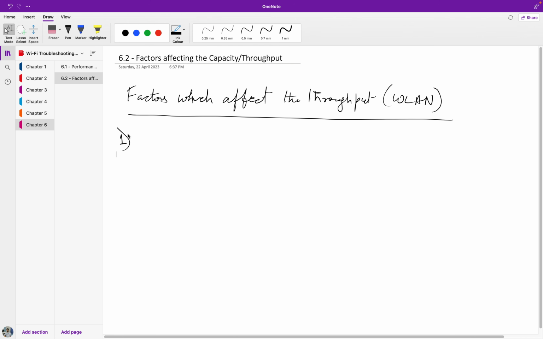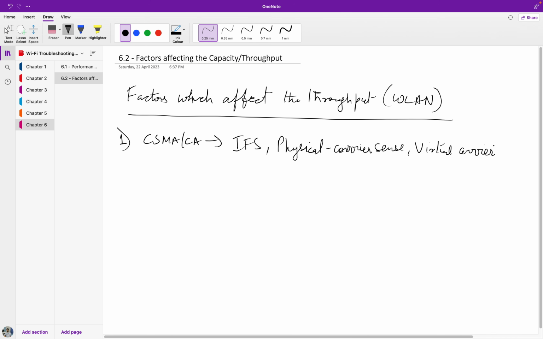One is, of course, CSMA. CSMA is basically a medium access method that uses interframe spacing. We use physical carrier sense, we use virtual carrier sense, and we also use a random backoff timer. Since all of these are used, this creates a lot of overhead and consumes a lot of bandwidth, right? This is going to drastically affect the throughput.